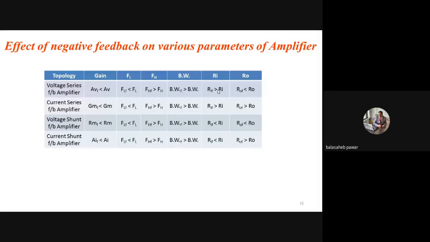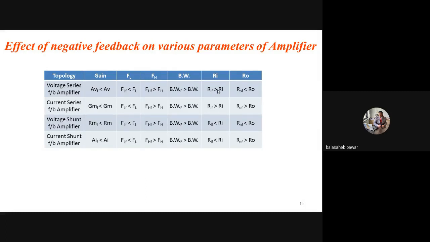Okay, for an ideal voltage amplifier, input impedance is infinite and output impedance is 0. For a current amplifier, ideally, input impedance is 0 and output impedance is infinite. You have to remember these two lines.